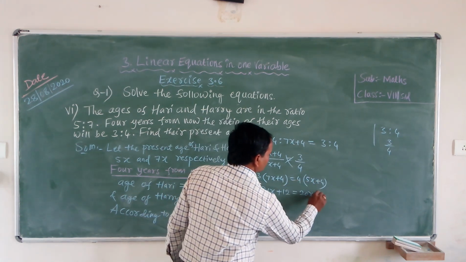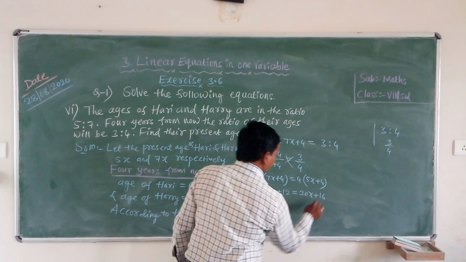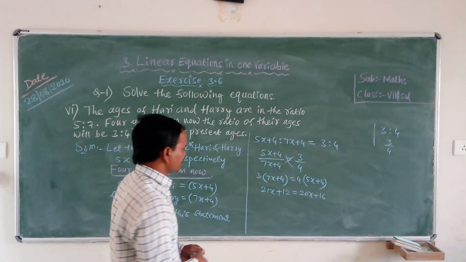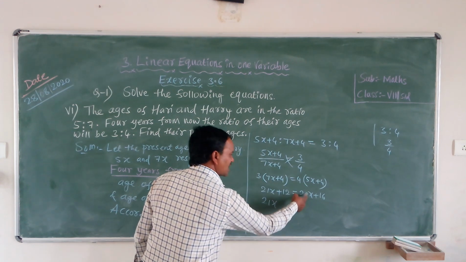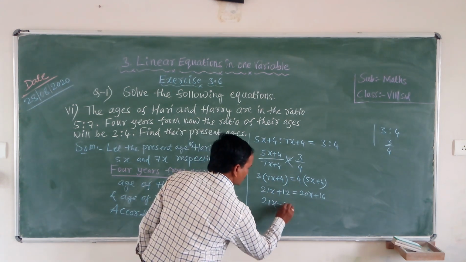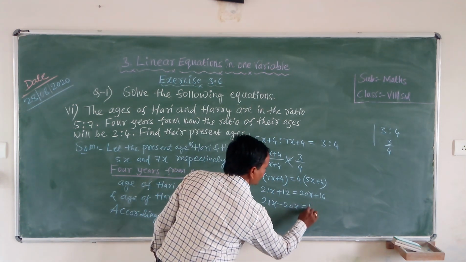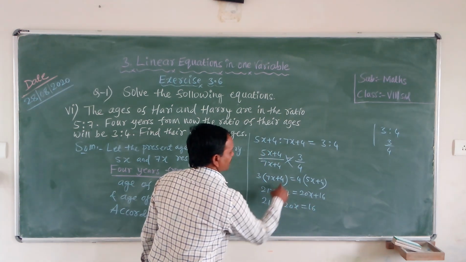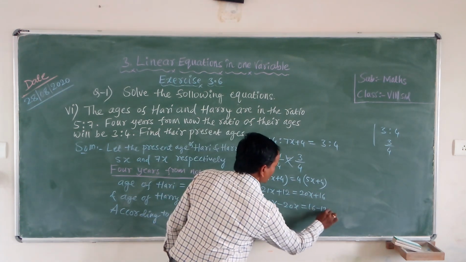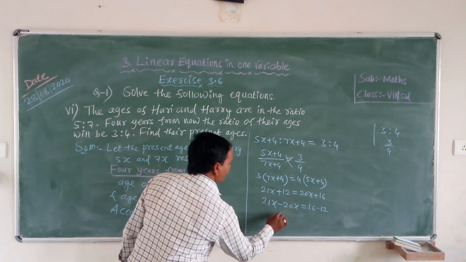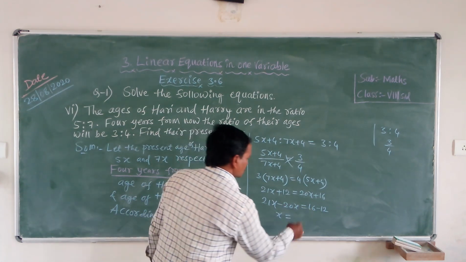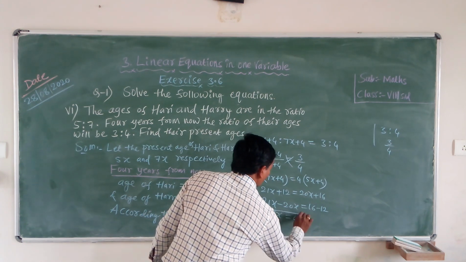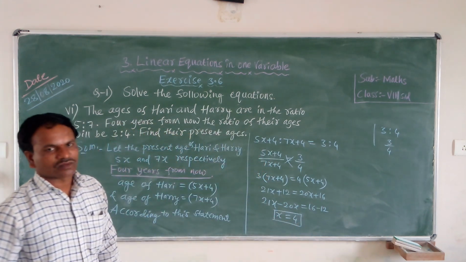Plus 4 fours are 16. Am I right, my dear students? Next, 21x. Here also 20x is transferred to the LHS side. Minus 20x is equal to 16 plus 12 is transferred to the LHS side, minus 12. So 21x minus 20x, 1x, is equal to 16 minus 12. So that is 4. That is x came as 4.